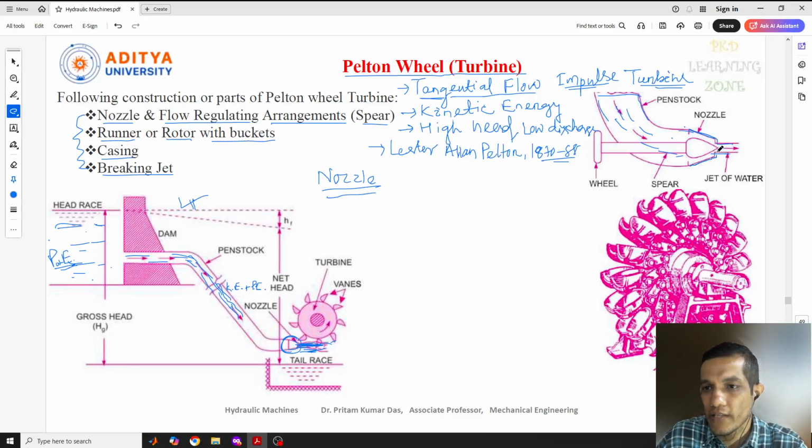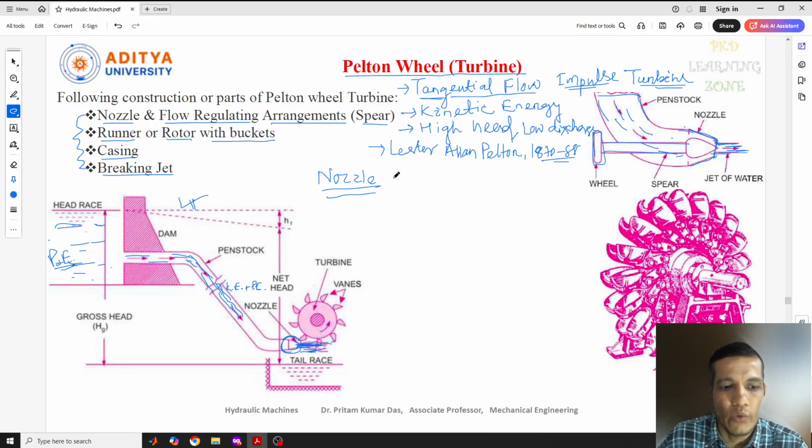This part is the nozzle part, and exactly at the nozzle of this part, a spear is connected. A spear is connected to this one. And this spear will be regulated with a wheel, that is a hand wheel, or a governor can be fitted to this spear to operate it. So that will be a different one. Either you can use a hand wheel, or a governor is fitted to operate this spear. And from here, the jet of water will come out.